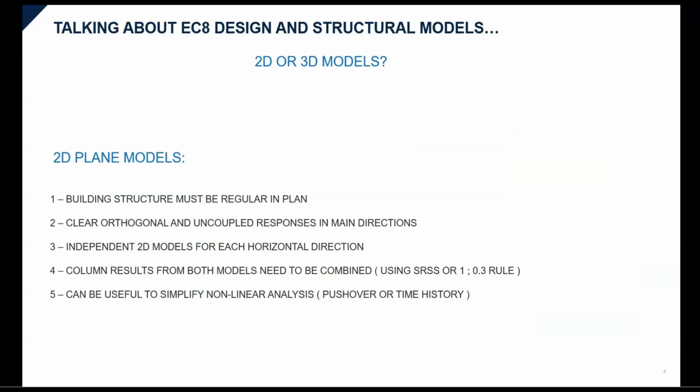For example, 2D models, what advantages do they offer? Well, some, such as they can be quite simple models, for example, for nonlinear analysis and for performing time history or pushover analyses. However, there are some restrictions. The buildings must be regular in plan. The seismic responses must be independent and decoupled in the principal orthogonal directions. We are required to have 2 independent models for each horizontal direction. There is additional work in combining the results of both models in the 2 main directions, and this is clearly not very convenient or practical.